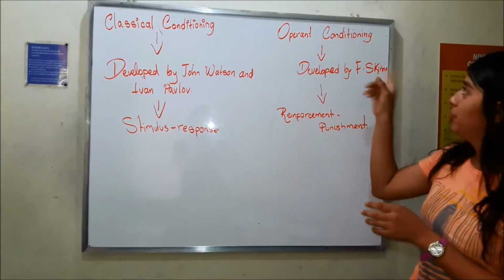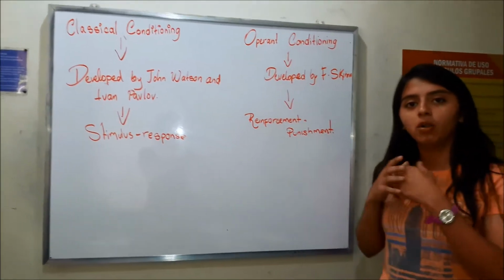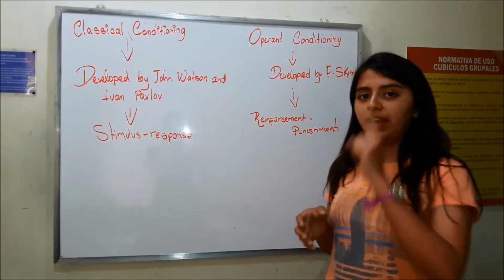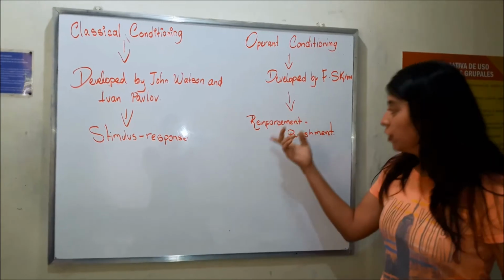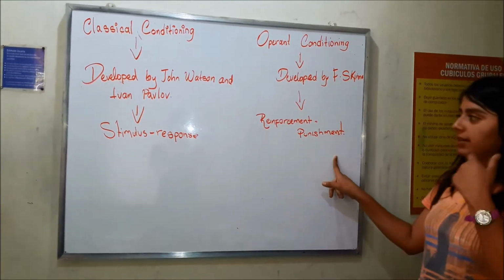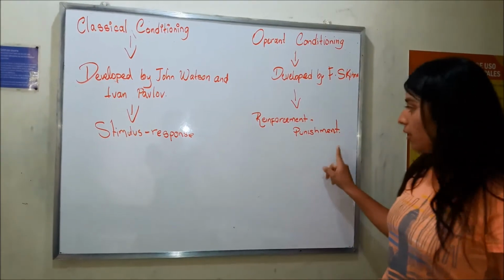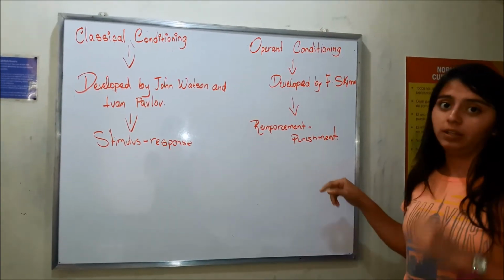Well, now, operant conditioning. This involves changes in voluntary behavior. Behavior is followed by either reinforcement or punishment. If we reinforce, the behavior will increase. But if we punish, the behavior will decrease.